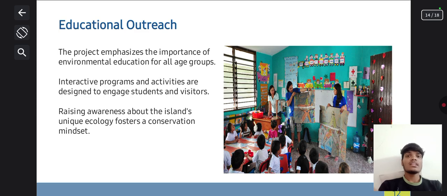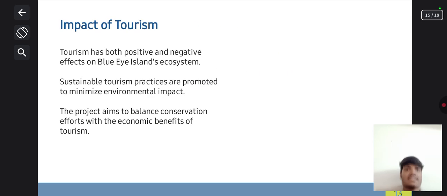Educational outreach. The project emphasizes the importance of environmental education for all age groups. Interactive programs and activities are designed to engage students and visitors. Raising awareness about the Iceland's unique ecology fosters a conservation mindset.